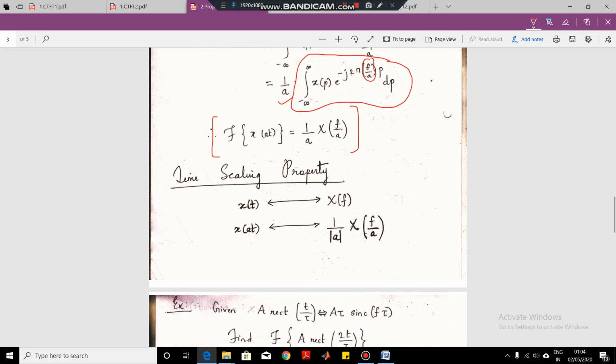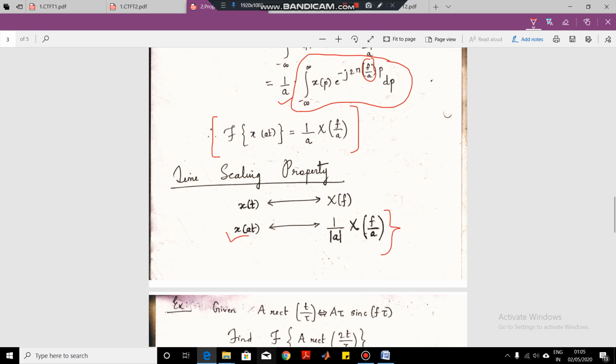So what is the meaning of this? The meaning is that when you compress or expand a signal in the time domain, the reverse thing happens in the frequency domain. That is what happens to its transform. This is a very interesting thing to note: when you compress a signal in the time domain, its expansion takes place in the frequency domain, and when you expand a signal in the time domain, its compression takes place in the frequency domain.